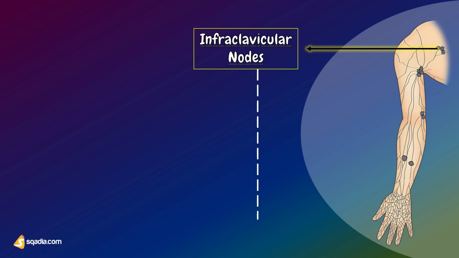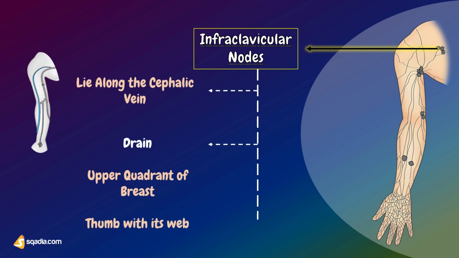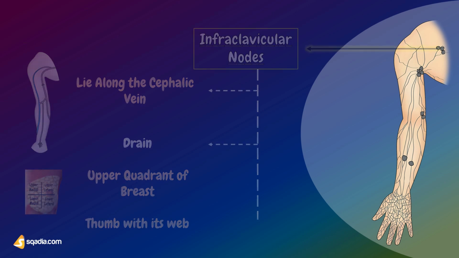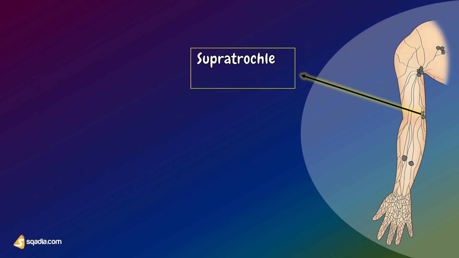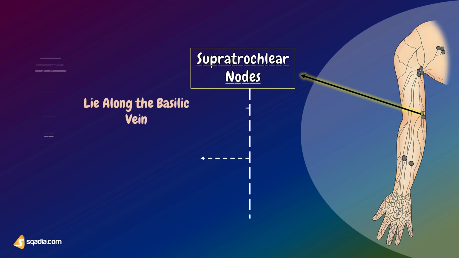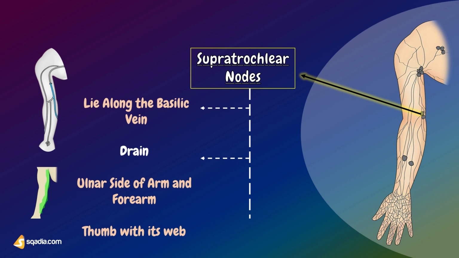Other lymph nodes of the upper limb are the infraclavicular nodes, which lie in or on the clavipectoral fascia along the cephalic vein. They drain the upper part of the breast and the thumb with its web. The superficial cubital or supratrochlear nodes lie just above the medial epicondyle along the basilic vein. They drain the ulnar side of the hand and forearm.